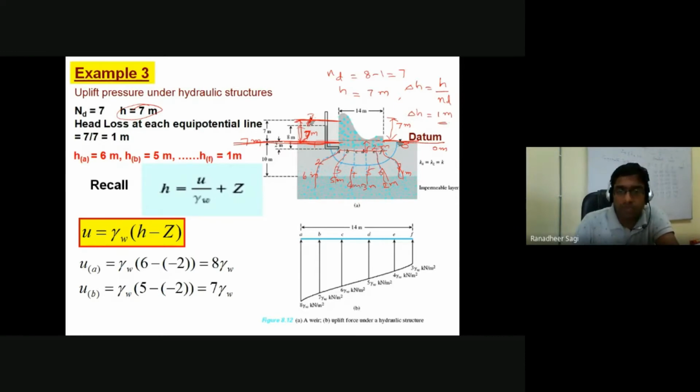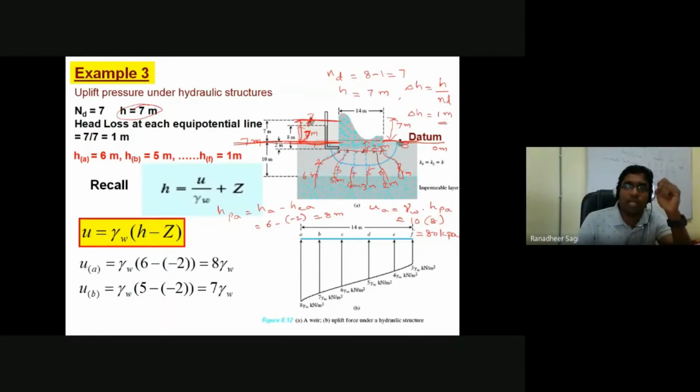So the pressure head at point A is nothing but the total head at point A minus the elevation head at point A. Point A was lying on the second equipotential line, which has a total head value of 6, minus the elevation head at point A, which is minus 2, as we have already talked about. So the pressure head at point A is 8 meters. Then the pore water pressure at point A is gamma W into h_pA, which is 80 kilopascals, the uplift pressure or pore water pressure developed at point A.